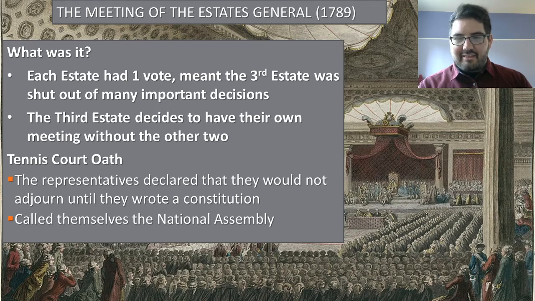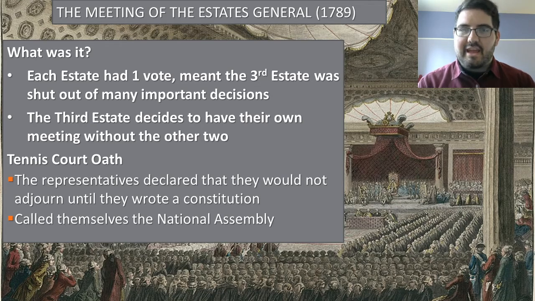So basically, the third estate realizes how unfair this all is and decides to have their meeting without the other two estates. And because they want to have their meeting, the king actually locked them out of the meeting hall where the Estates General is taking place. So they said, okay, we'll go down the street. They end up meeting in a tennis court, and they take what is known today as the Tennis Court Oath. That's where the representatives of the Third Estate declared that they would not adjourn until they wrote a constitution, and they called themselves the National Assembly.